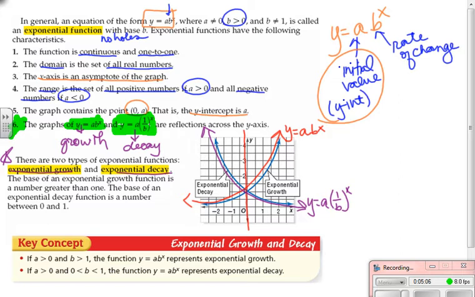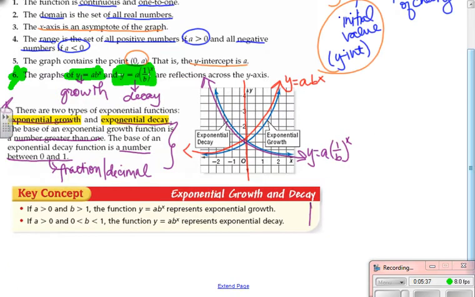If your values are getting bigger, it is growing. If your values are getting smaller, it's decaying. And here's the bit about the bases. The base of an exponential growth function is a number greater than 1. The base of an exponential decay function is a number between 0 and 1. Still not negative, so really we're talking about a fraction or a decimal less than 1.